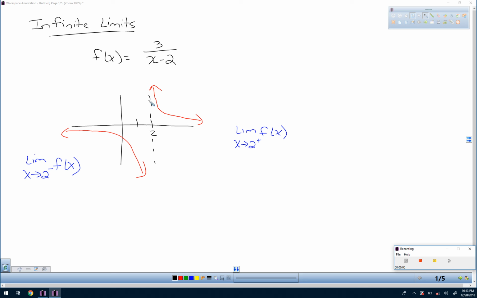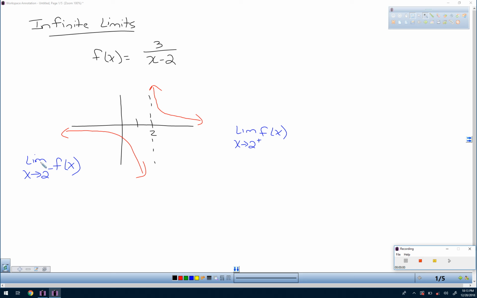If you notice, there is a vertical asymptote at x equals 2. Clearly, the function is not defined at 2. If you substituted 2 into the function, you'd get 3 over 0, which is undefined. So it's not defined at 2. The function is not continuous either, but I digress. Let's talk about limits in the context of asymptotes, vertical asymptotes in particular.